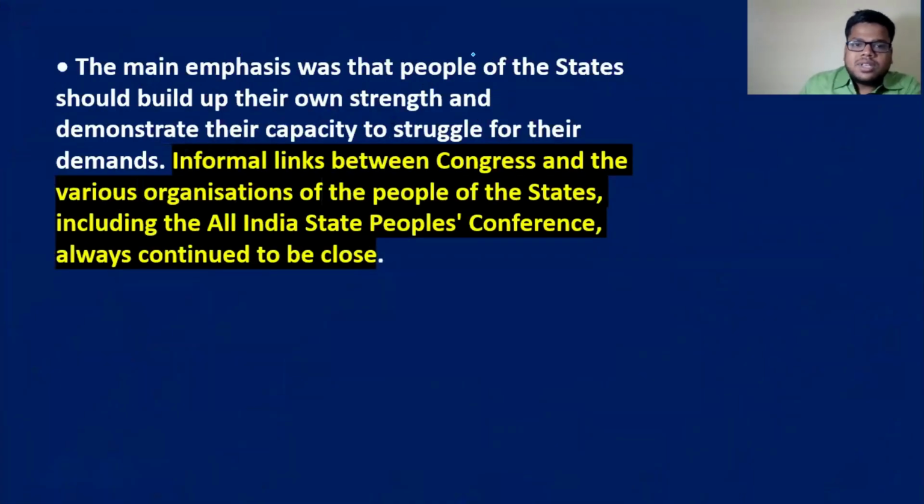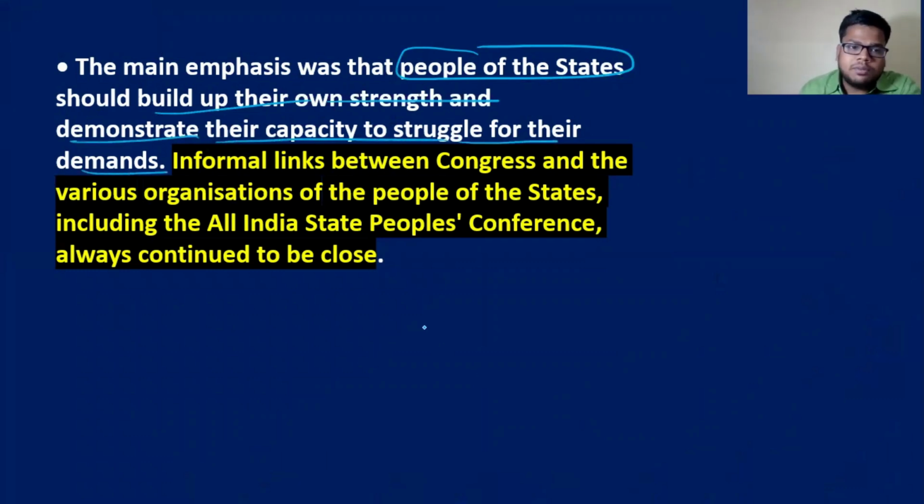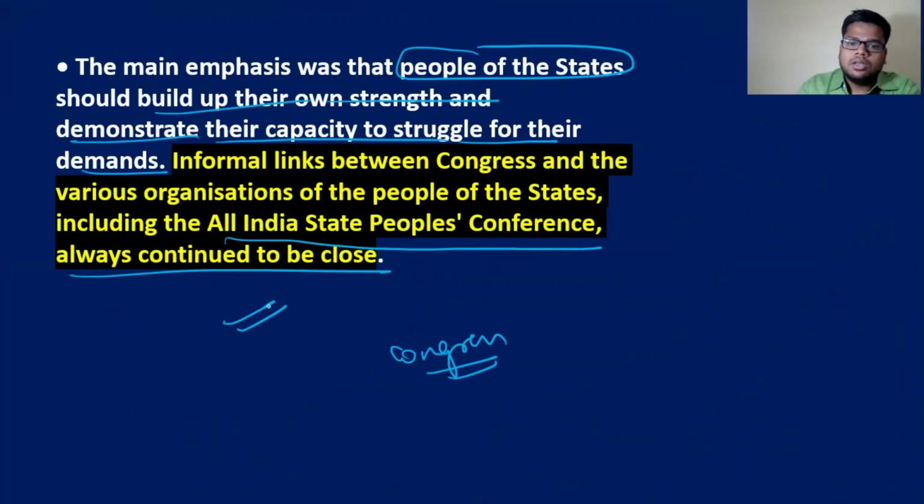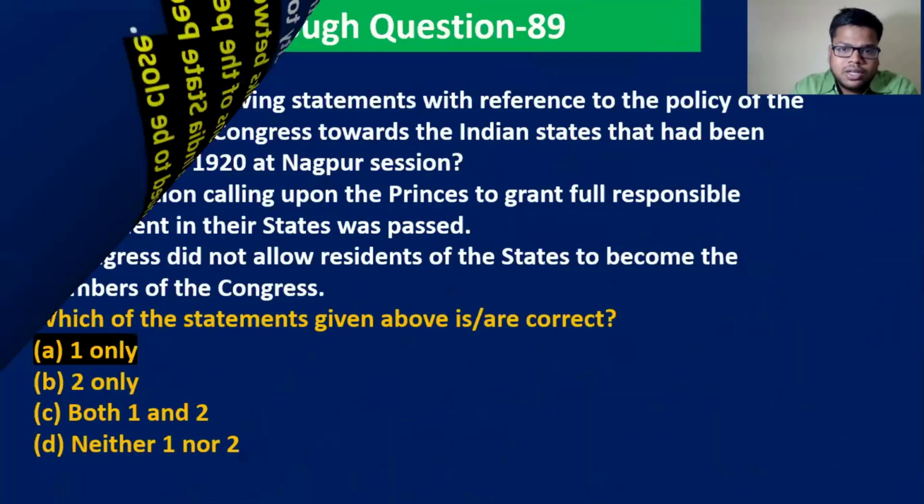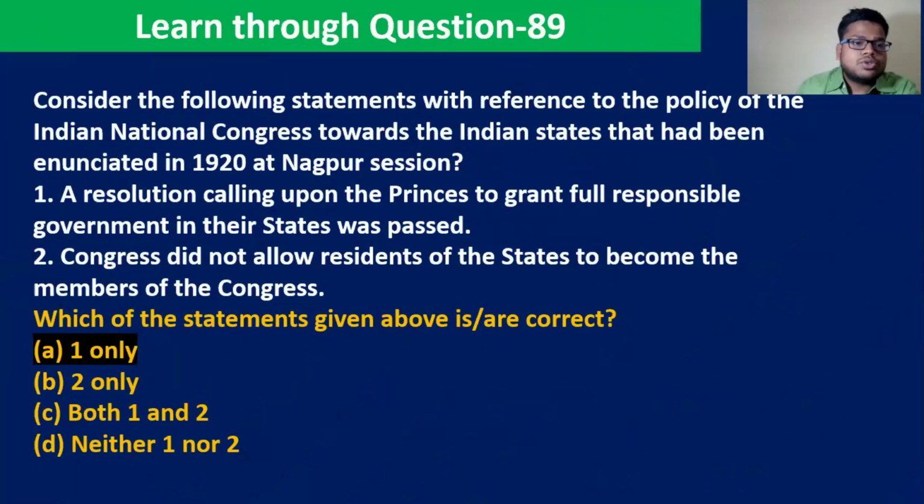Then the main emphasis was that the people of the states should build up their own strength and demonstrate their ability to struggle for their demands. The informal link between the Congress and the various organizations of the people of the states, including the All India State People Conference, will continue to be close. Obviously, Congress maintains a close relationship with them, but for now, let's maintain some distance. You should not do anything in the name of the Congress. Otherwise, it will bring more crackdown on the Congress, and they will not be able to do a lot in British India.